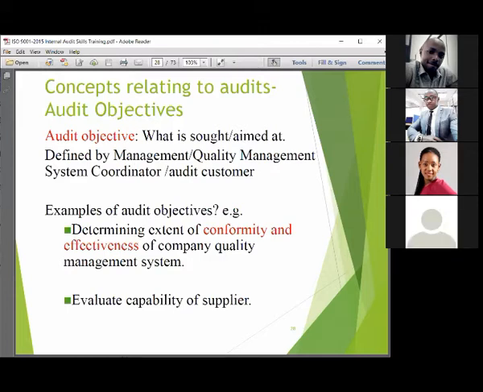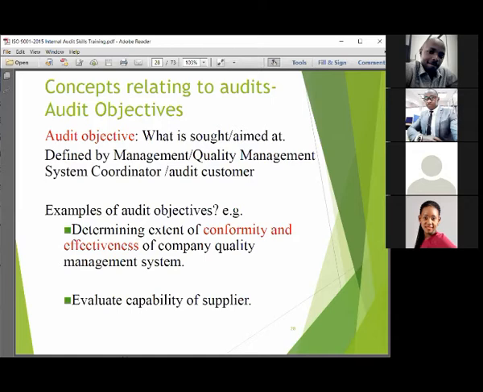Oh, thank you. Audit objective has to be defined. What are you going to look at? And the examples have been provided there. So maybe it will be determining extent of conformity and effectiveness of company quality management system. In most cases, as we all do the internal audit, that will be the audit objectives. You are going out to determine the extent of conformity and effectiveness of company to ISO 9001 quality management system.